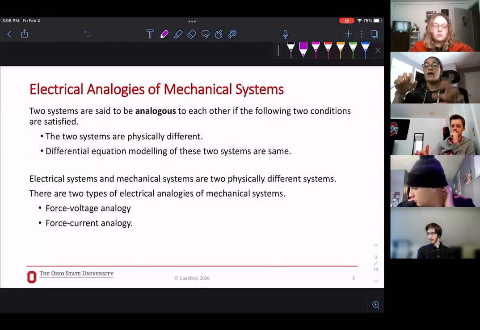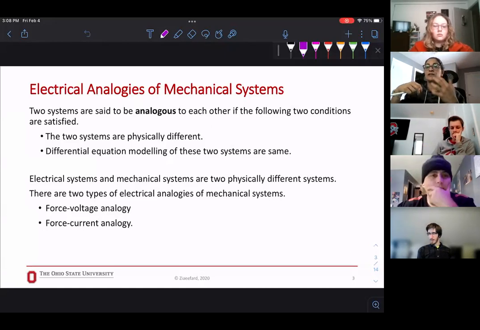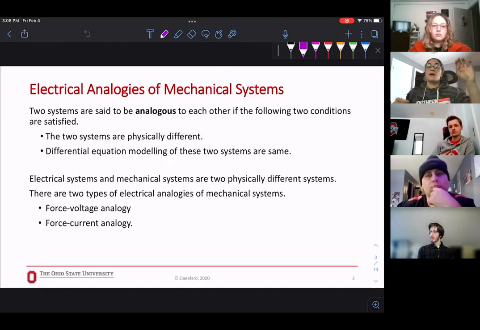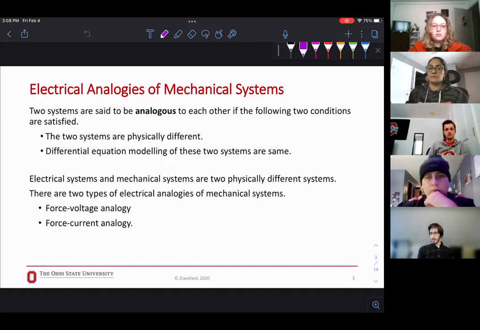And if you remember, they both gave us a second order differential equation, right? Their coefficients were different, but a similar type of equation. We say that their governing equations are the same, but these two are physically different systems. We call them analogous. And I will show you that the response of both systems will look the same because their governing equations are the same. They're both second order differential equations, for example.